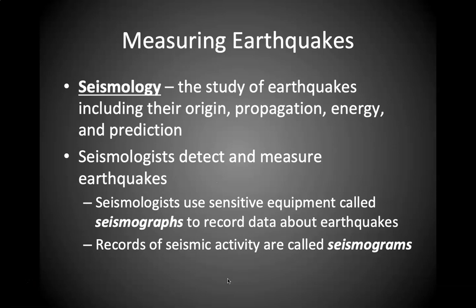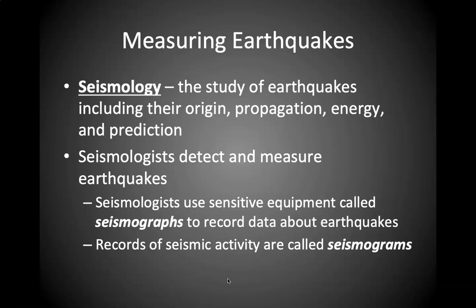Okay, so studying the origin, where the earthquake took place, its propagation, and the energy that's sent out from those earthquakes, and then also being able to predict where earthquakes may take place. Seismologists, or the scientists that study seismology, are going to detect and measure earthquakes.